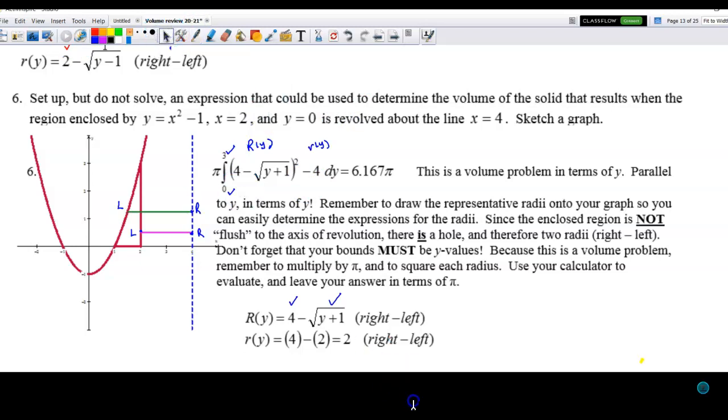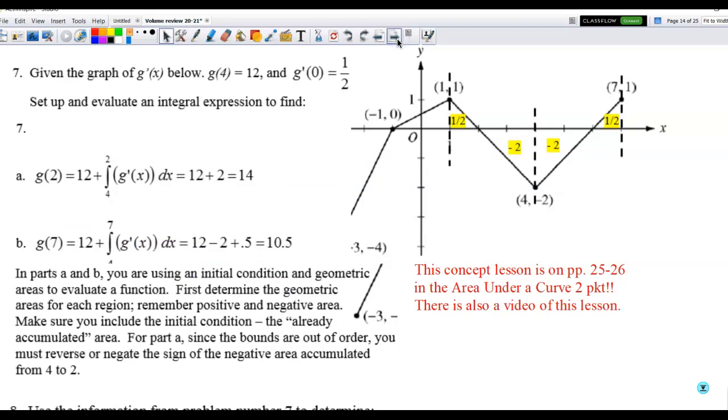All right, let's go to the next problem. Number 7. So now we're going back. Let's read the prompt. You are given the graph of the first derivative of g. So over here we have the graph g prime of x. And we are given information about original function g. So when x is 4, y is 12. We're also given that g prime of 0 is 1/2. So let's look at that. G prime, so right here, that y value is 1/2. That's what it's telling me right there.